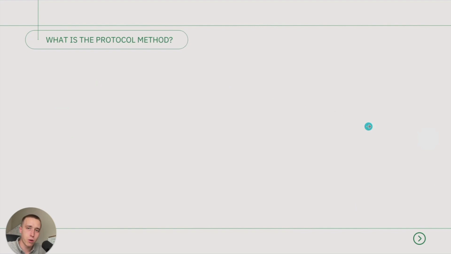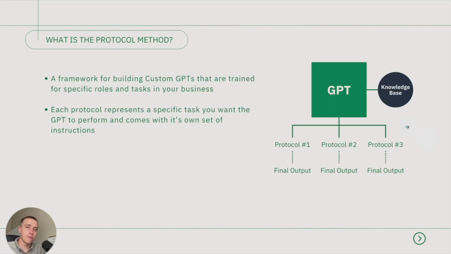So what is the protocol method? The protocol method is a framework for building custom GPTs that are trained for specific roles and tasks within your business. Every protocol that a custom GPT is trained to perform just represents a specific task that it's trained to do. Every protocol will come with its own set of protocol instructions that clarify the step-by-step process that you want the GPT to follow to complete that task, and a corresponding set of protocol guidelines, which are basically behaviors that the GPT should follow when executing that task with the user.